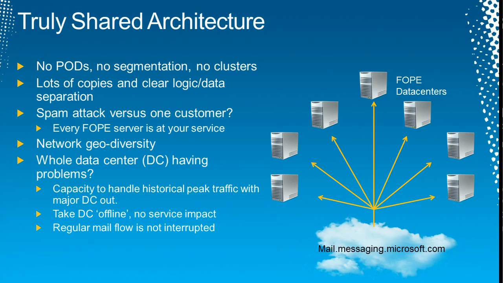So the first and very significant point is this is truly a shared architecture. There's no pods, there's no this customer gets this machine and shares it with a couple of other customers, and when they grow too big, we move them apart. There's none of this segmentation clusters, nothing like that. Every machine worldwide across all of our data centers has a copy of, a stripped down, albeit, copy of the customer settings, replicated worldwide. And because of that, any machine in any data center can handle any mail for any FOPI customer at any time.